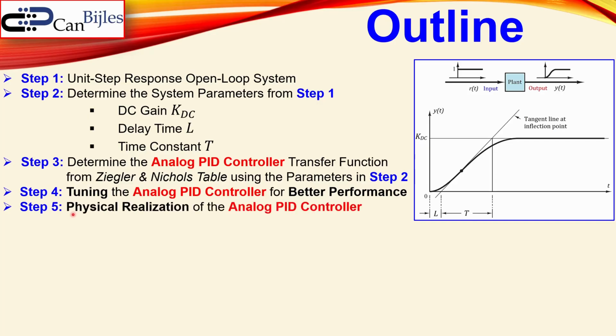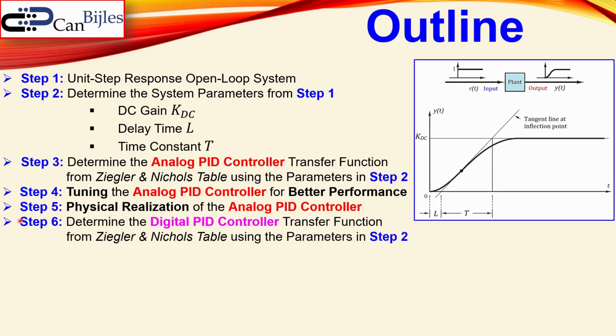Then we will also look at the physical realization of that analog PID control. Once we have a nice transfer function where we can say this is good enough, we can then see how we can realize that using analog components like operational amplifiers, resistors and capacitors.